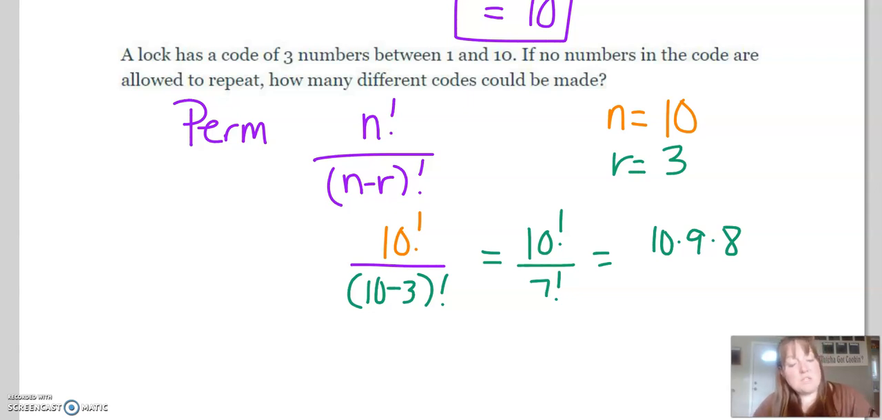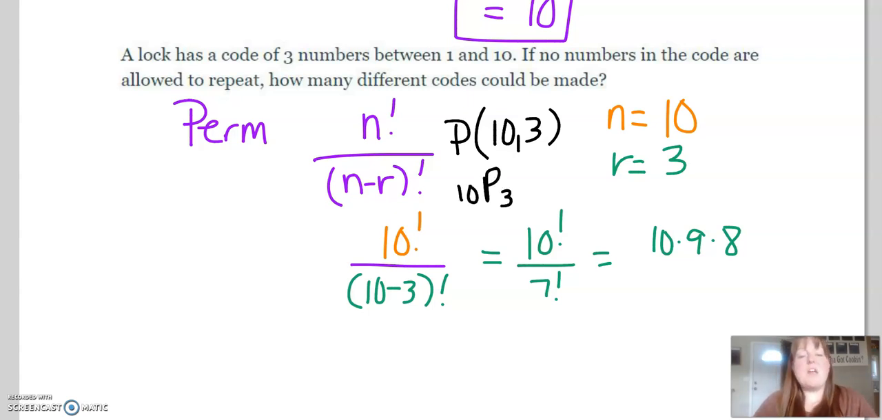One thing I want to remind you is that sometimes this is written as P with parentheses 10 comma 3, or as 10 permutations of 3. Those are very common notations, so get used to seeing them so that if you see them, you know what they're asking. We could put this in our calculator, or we could figure this out on our own. We could figure out that 10 times 9 times 8 equals 720.